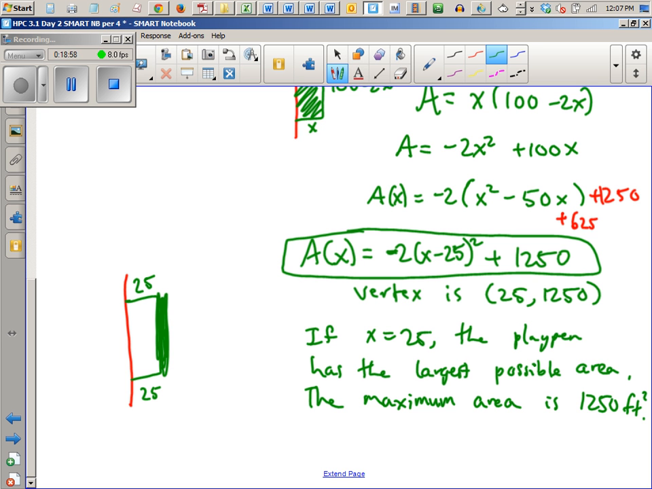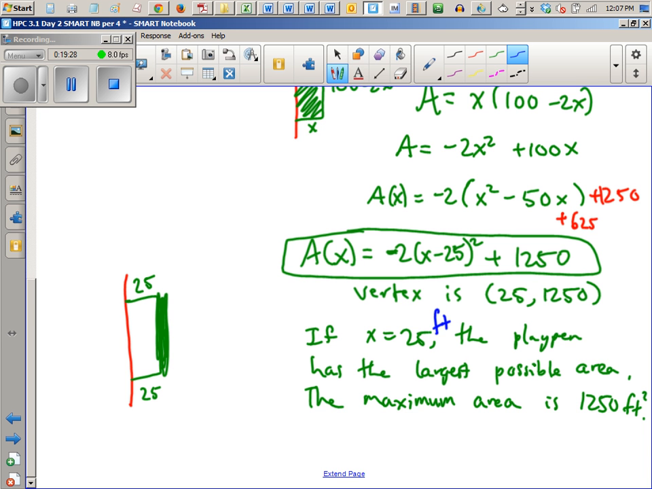The h value represents the perfect width of a dog pen, and the k value tells you the area of that dog pen. See? So that's very meaningful. And they have different units, right? The 25 is feet. Let's put that in. I forgot to write that. And the maximum area is feet squared, obviously. Okay, any questions on that?